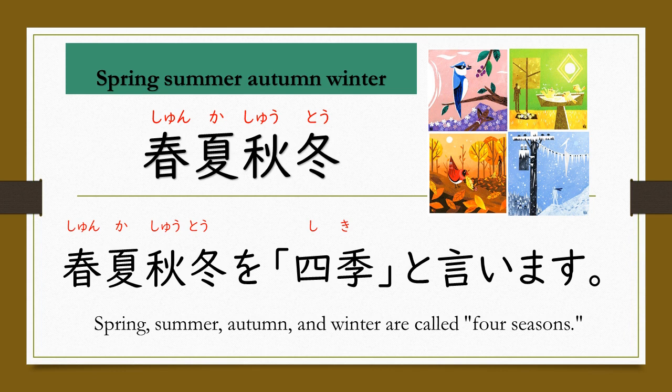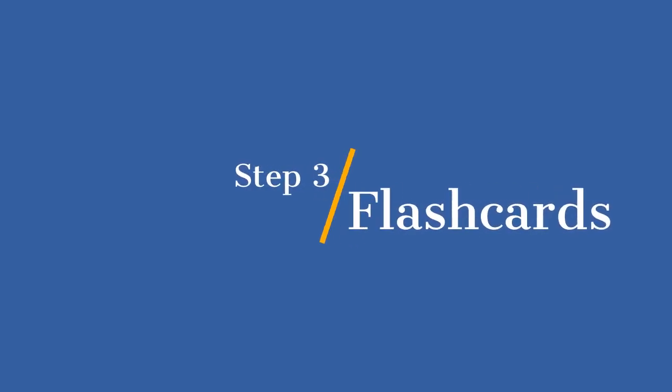春夏秋冬. You don't say 春、夏、秋、冬。春夏秋冬。Example. 春夏秋冬を四季と言います。Spring, summer, autumn, and winter are called four seasons, 四季。春夏秋冬を四季と言います。Step 3 Flashcards.